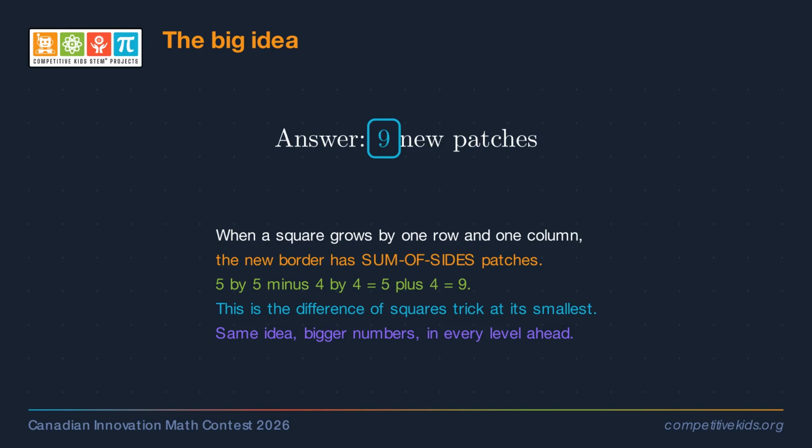The next level uses bigger quilts. Same idea, bigger numbers. After that, you will see the trick hidden inside design clues that do not even mention squares.